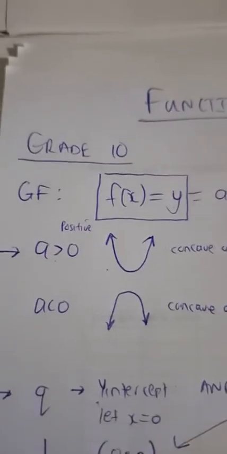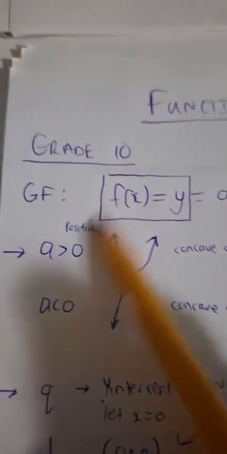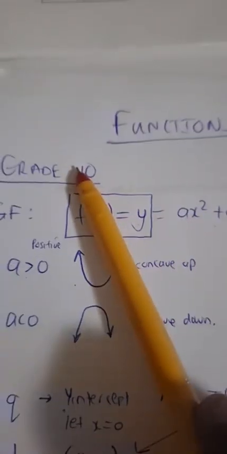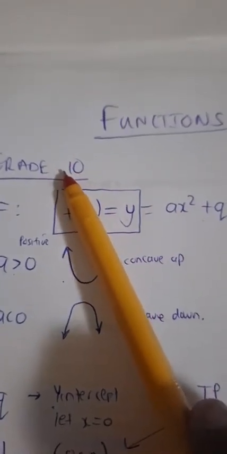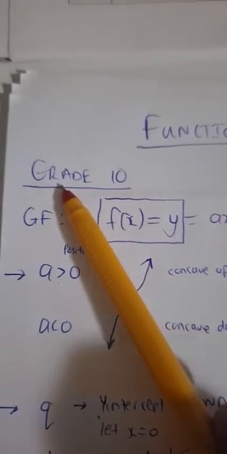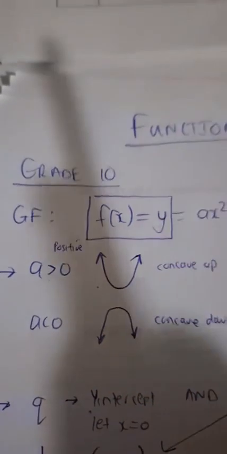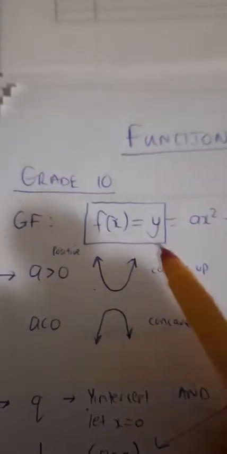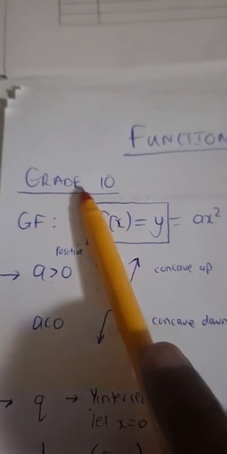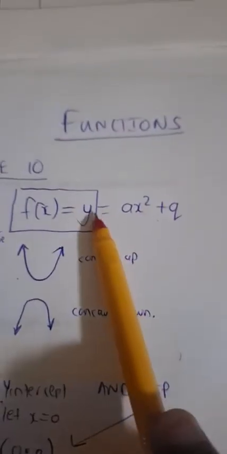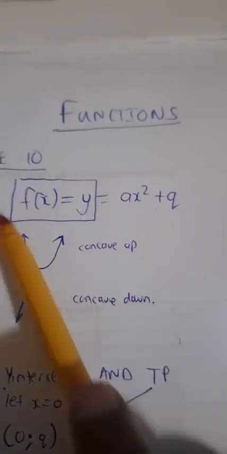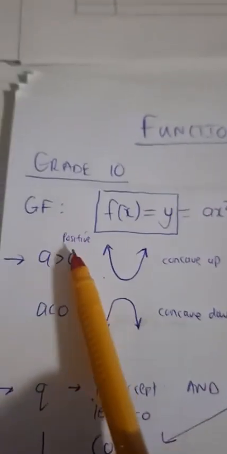Okay, so hello guys, hello everyone. Earlier, when I started, I was starting with functions, and the whole session is about quadratic functions today. We looked at the general form of a quadratic function in grade 10. This was the general form, y = ax² + q. So this is the general form of a quadratic function.